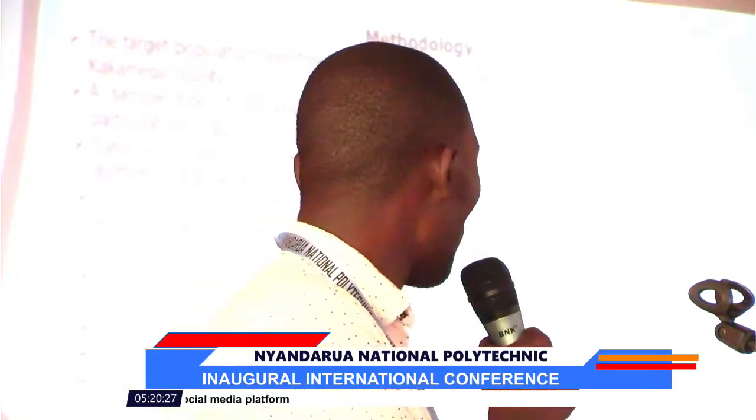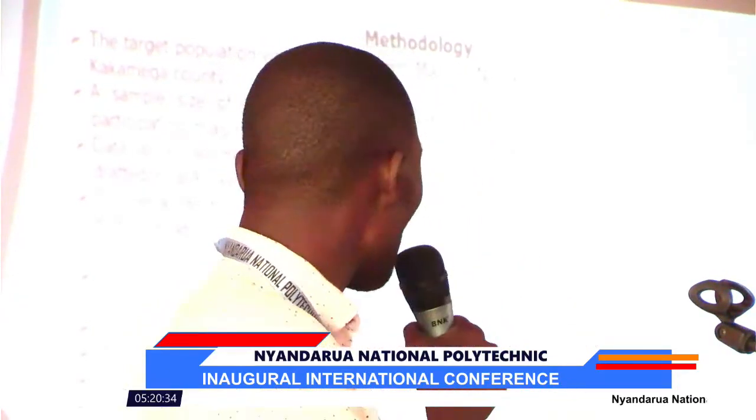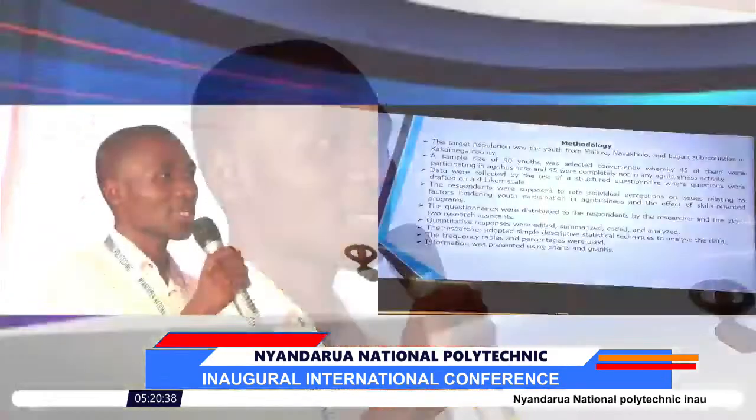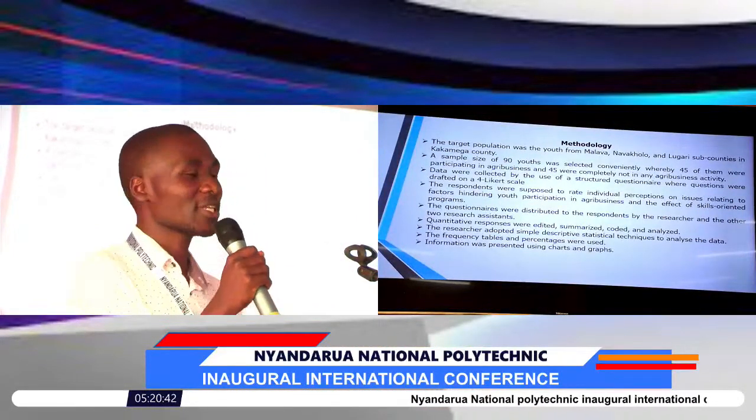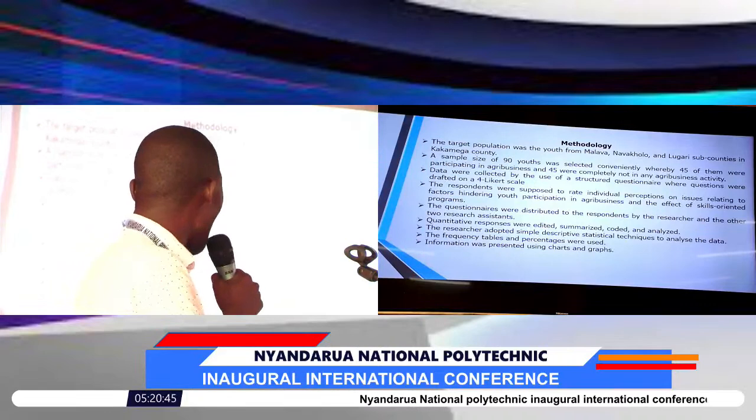Now, in carrying out my research, the specific area was Malaba sub-county, Nabaholo and Lukari sub-counties. It happened that I come from that place. I selected a sample size of 90 youth who were conveniently selected. 45 were participating in agribusiness, and 45 were not participating in any activity relating to agribusiness.